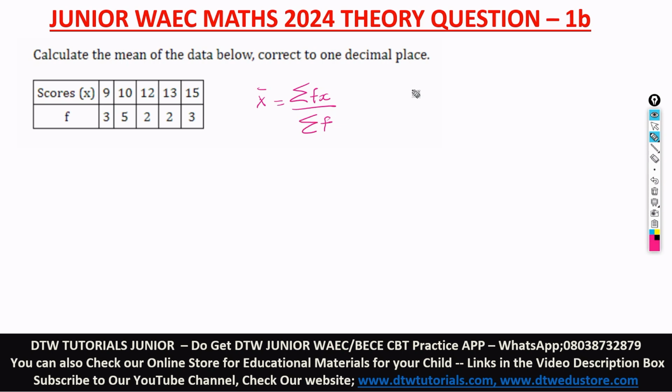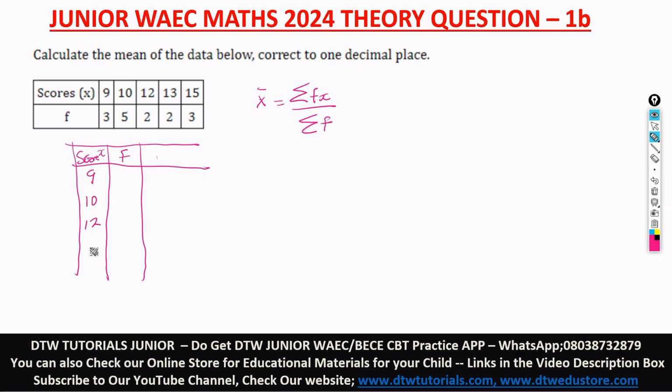It's always better you use your table, your frequency table. So we're going to call this score, which is x, and this is your frequency. Okay, so we have 9, 10, 12, 13, 15. You will draw it out well and clean. So 2, 2, 3. Then we have our fx. Do you see that?